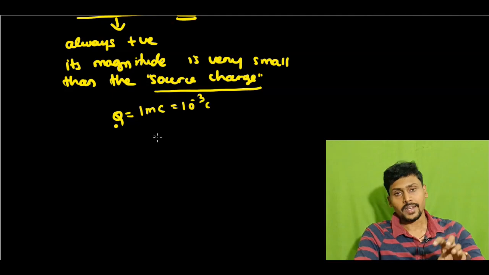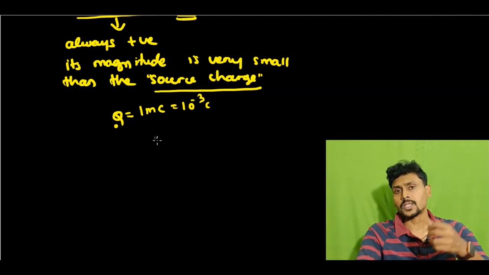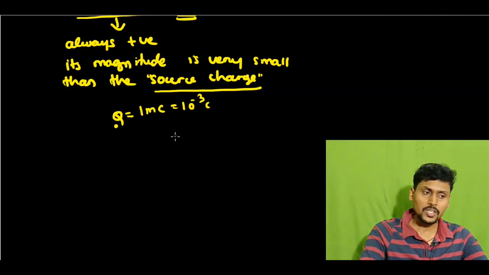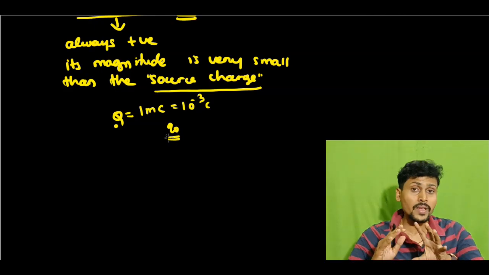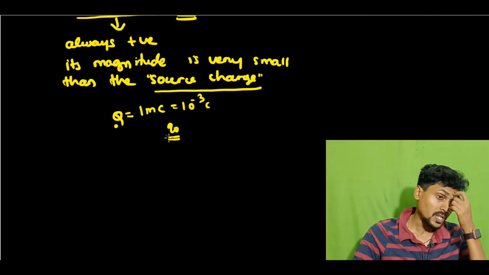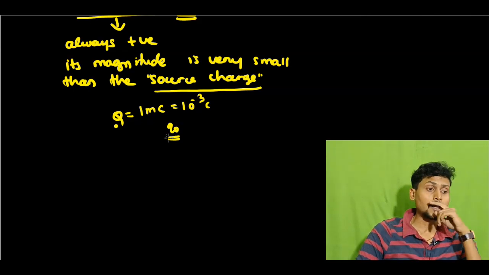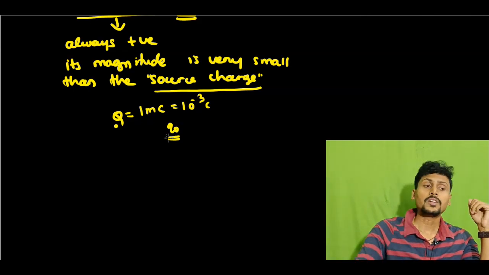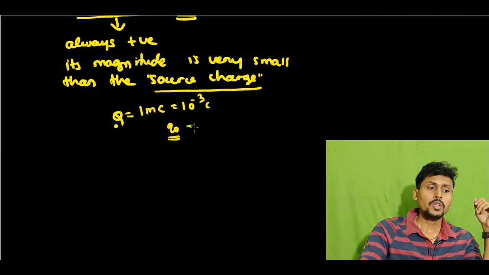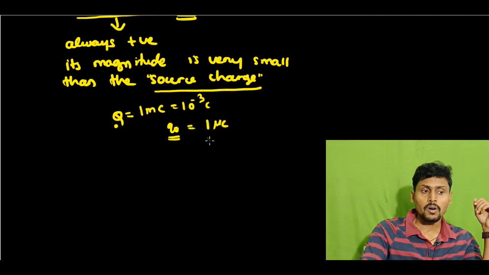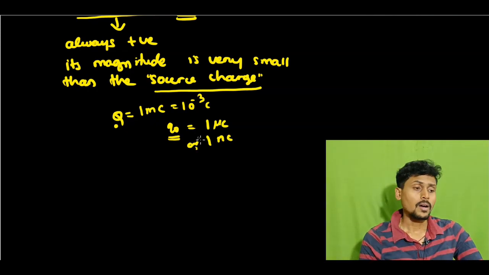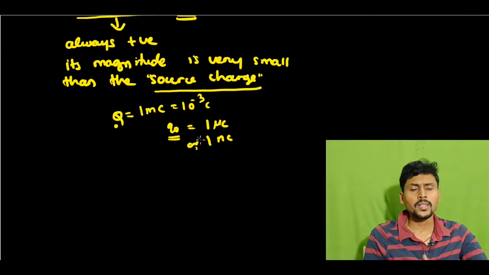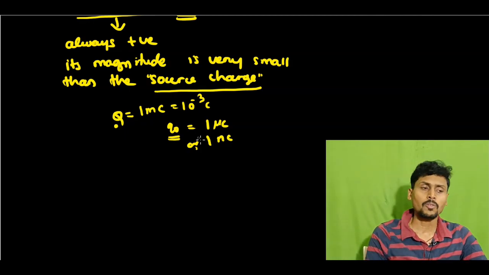Now, to detect the presence of an electric field, I have to bring a test charge. So, test charge is Q naught, it is always positive, and the value of Q naught is always very small as compared to the source charge. So, if I am taking the source charge to be 1 millicoulomb, then the test charge should be very small. So, you can take it to be 1 microcoulomb or 1 nanocoulomb. Okay, because 1 microcoulomb is very small as compared to 1 millicoulomb, and also 1 nanocoulomb is very small as compared to 1 millicoulomb.